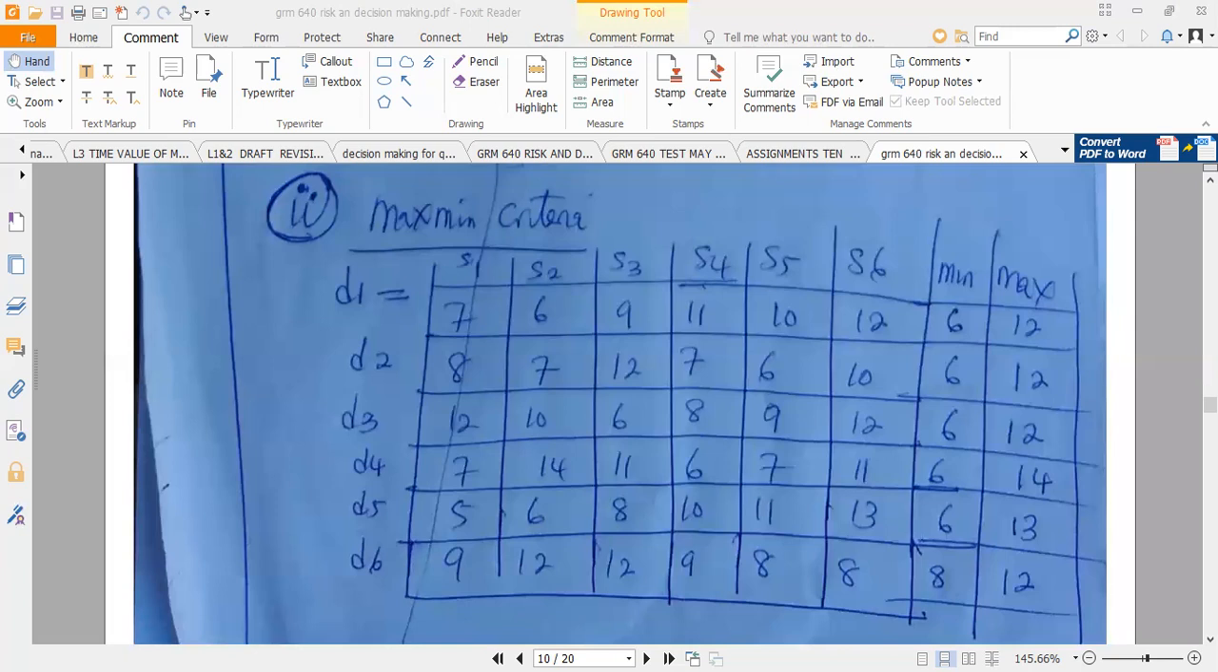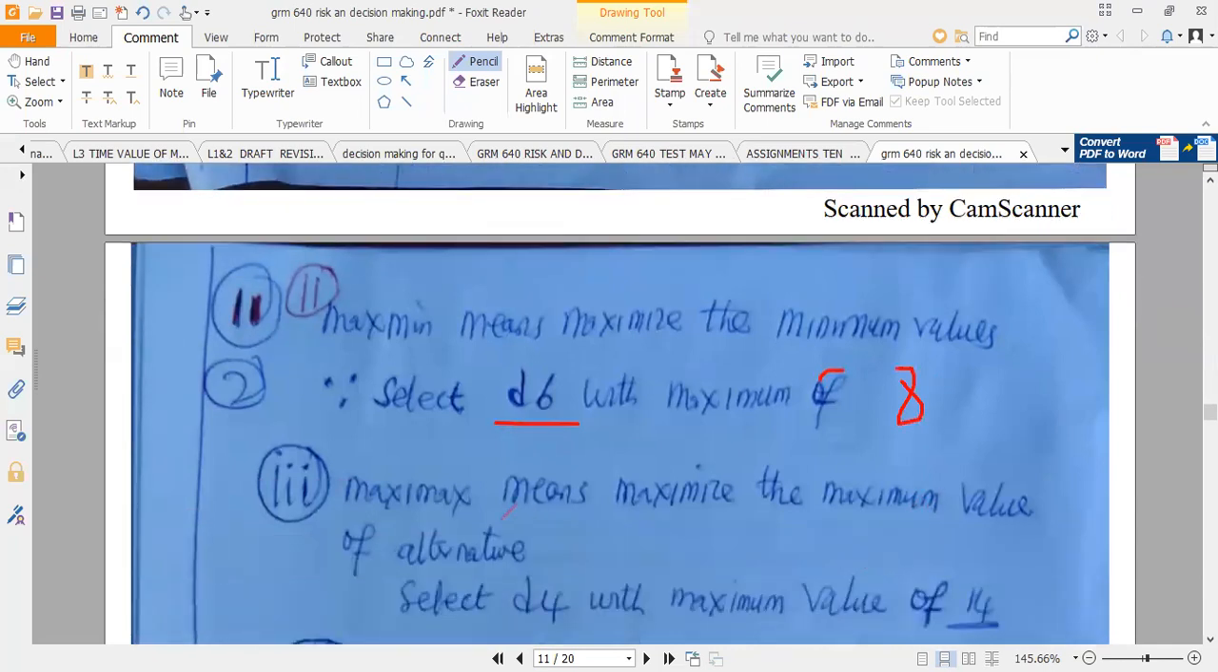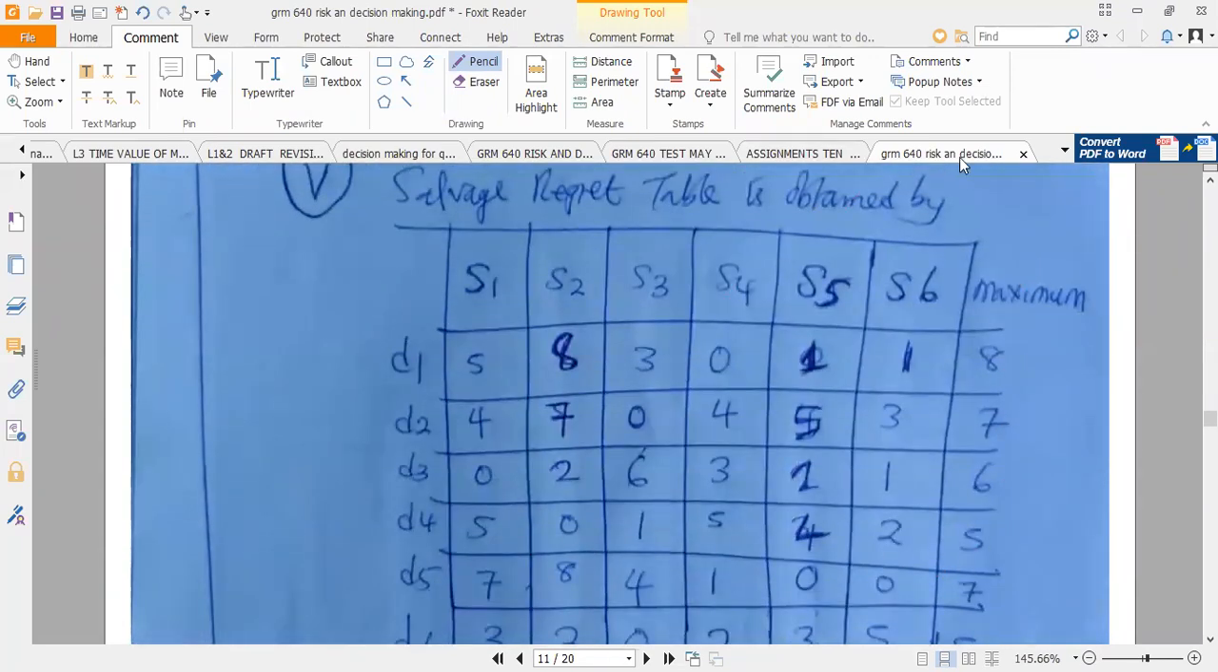So the max max, we find the maximum value in the maximum column. So the max max is what? 14. The max min, in the minimum column, you pick the highest value, which is D6. So max min is D6, okay, with the value of 8. The max max, we get the maximum value of 14. Then how do we find the regret table?